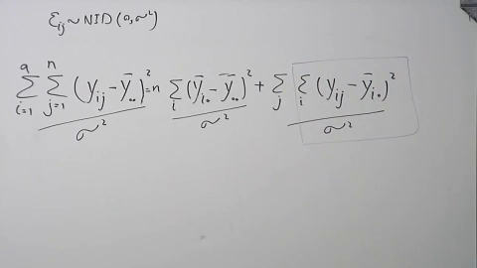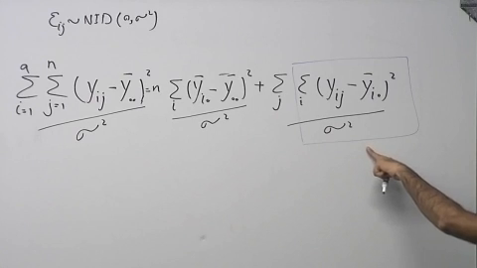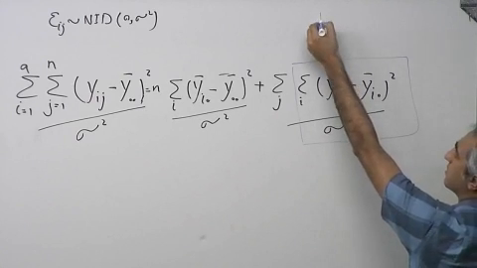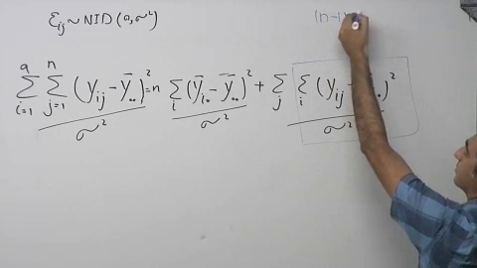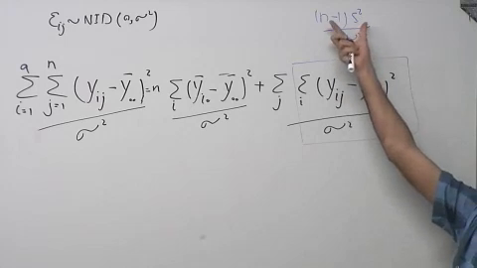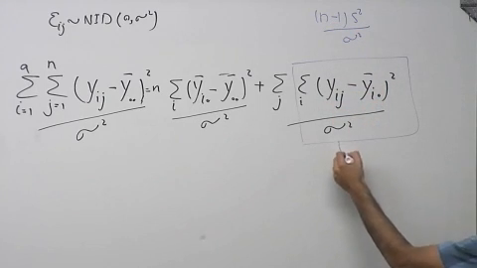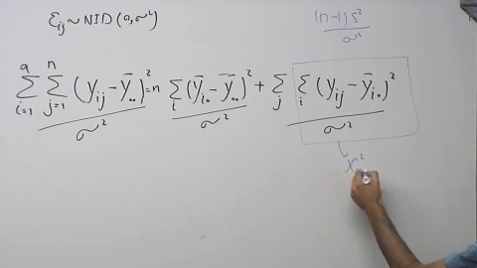So what is the distribution of this guy? Chi-square with how many degrees of freedom? N minus 1. This is similar to this guy, so this is sort of n minus 1 s squared. Okay? So it's chi-square with n minus 1 degrees of freedom.